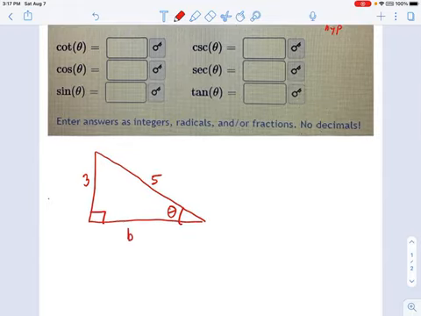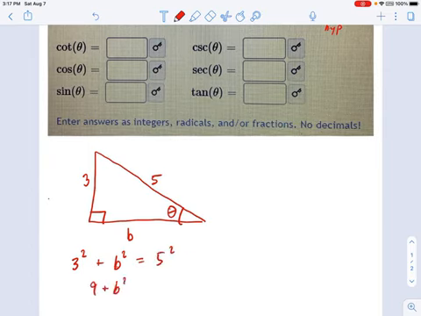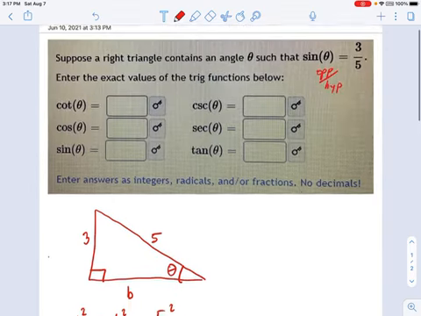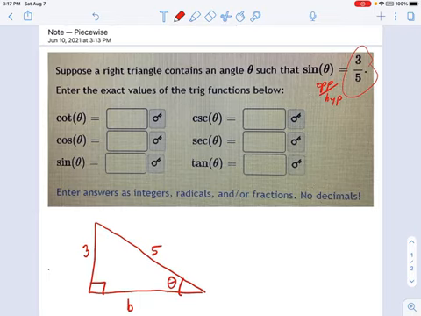So I'm going to call that b and just say that, from the Pythagorean theorem, we know that 3 squared plus b squared equals 5 squared. So that means 9 plus b squared equals 25. And that means b squared equals, oh, look at that, 16. And that means b equals 4. Now, this worked out nicely. It won't always be like that. Sometimes you're going to get some crazy square root for b, and that's fine. We just happen to get lucky in this fraction right here.